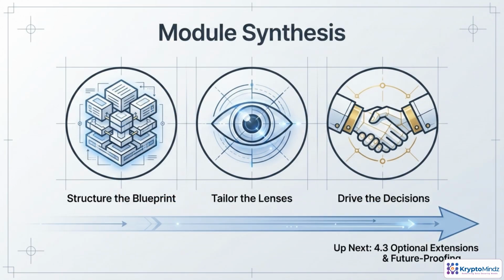You now know how to turn an eIDAS banking solution into a coherent architecture blueprint with consistent views for every stakeholder. You've seen how strong summaries and decision records support governance and regulators. In the next module, we'll extend and future-proof this architecture for new channels, countries, and frameworks.